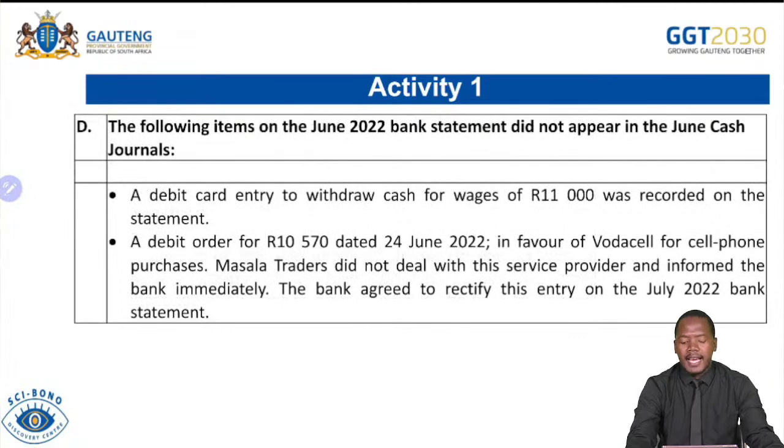Now, we also have some items on the June bank statement which did not appear on the cash journals. Continuation, a debit card entry for wages 11,000 which was recorded on the statement. A debit order for 10,570 in favor of Vodacell for cell phone purchases. Masala Traders did not deal with the service provider and informed the bank immediately. The bank agreed to rectify this entry on the July 2022 bank statement.